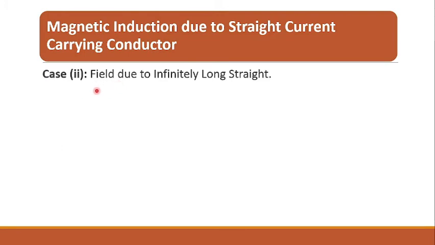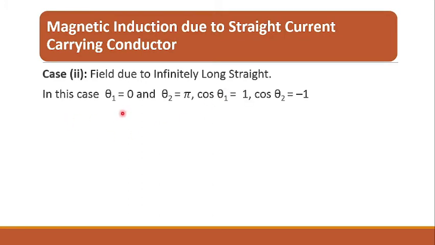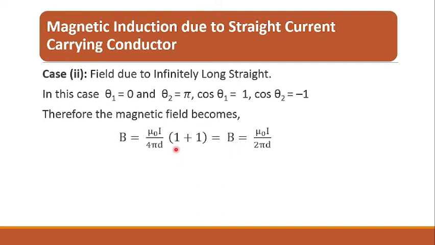Let us consider another case, that is, the field due to an infinitely long straight wire. In this case theta 1 is equal to 0 and theta 2 is equal to pi, and therefore cos theta 1 is equal to 1 and cos theta 2 is equal to minus 1. Therefore the magnetic field becomes B is equal to mu 0 I upon 4 pi d times (1 plus 1), which is equal to mu 0 I upon 2 pi d, right?